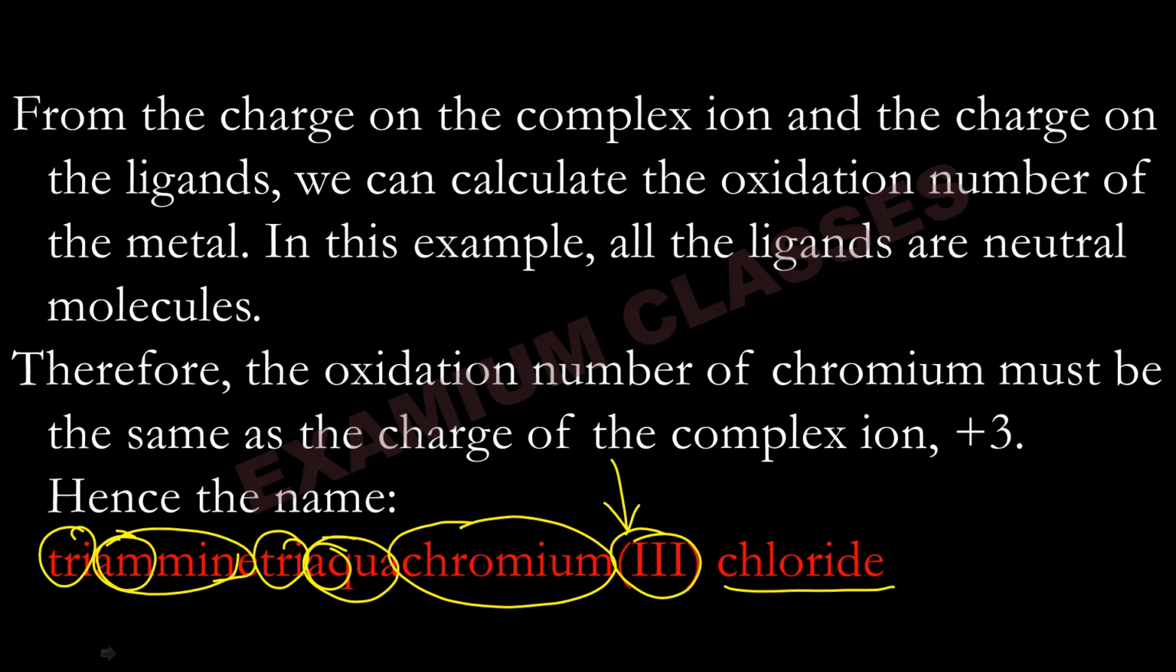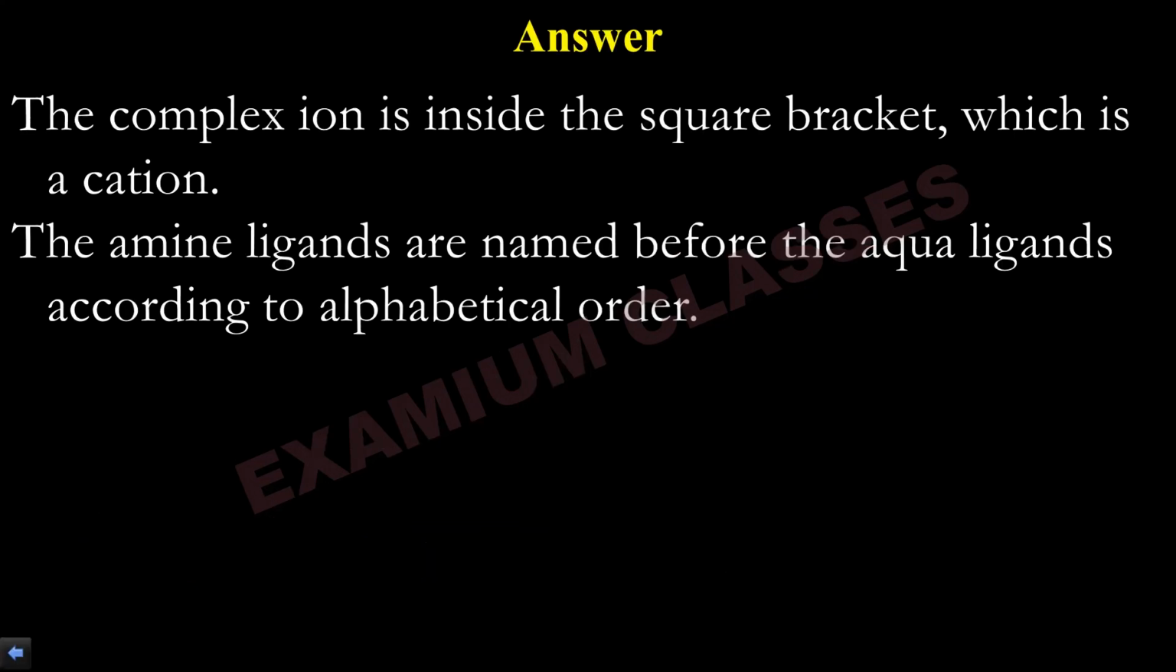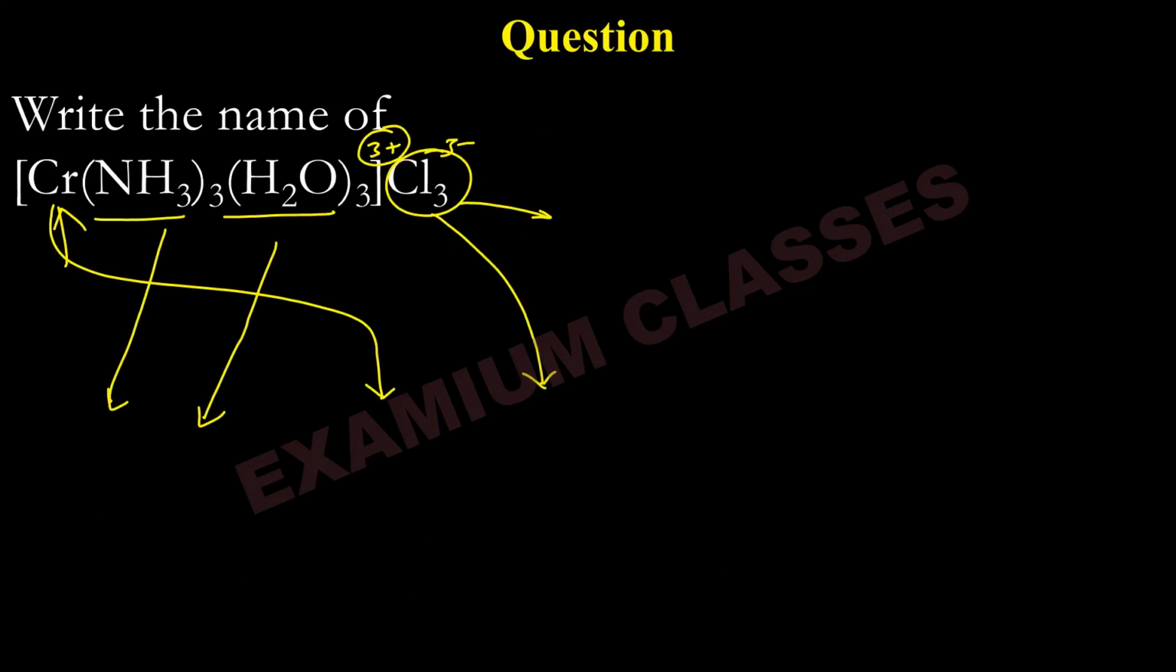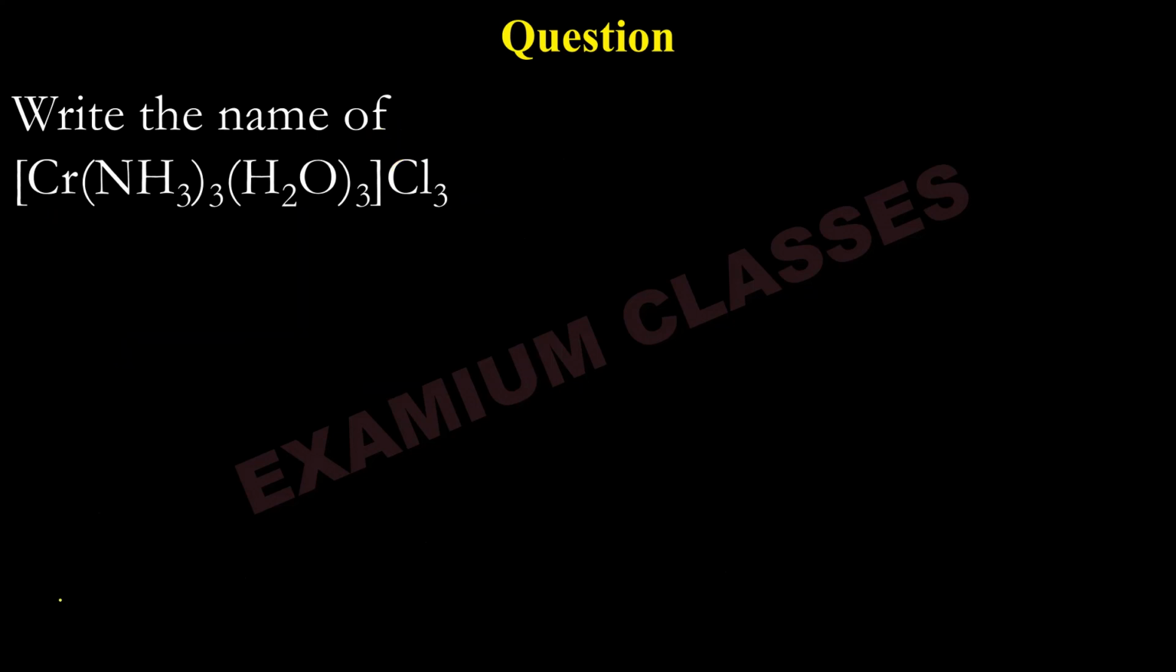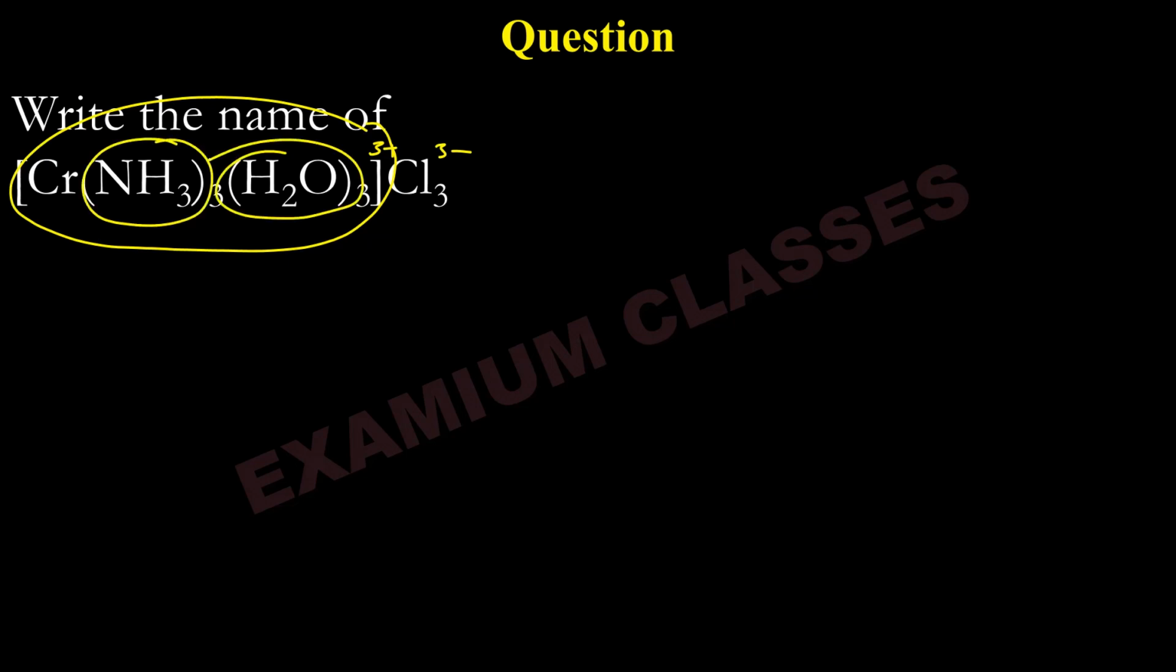I'm just going back. And those who gave me an answer, out of those who tried, I think almost everyone gave me a very close answer or the correct answer. So understand, this is the positive part, so you will name it first. Within that, you will name ligands first in alphabetical order. After that, you will write the metal with its oxidation state, and in the end, you will write the anionic part.